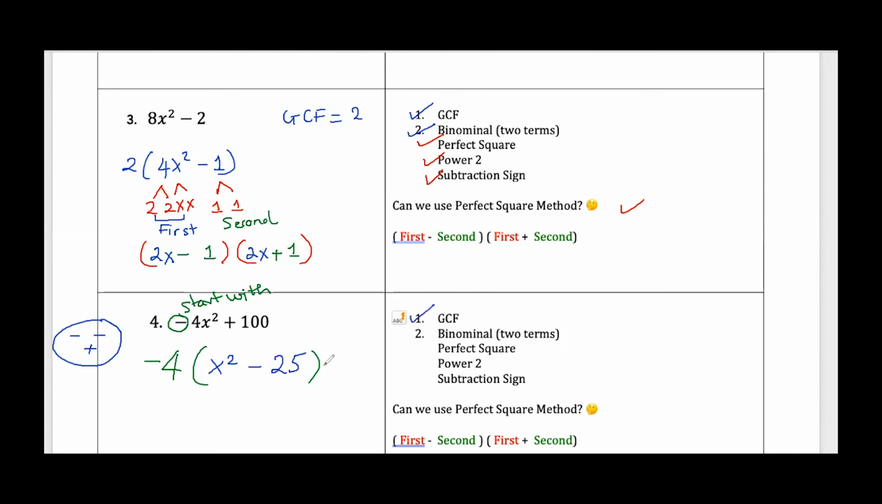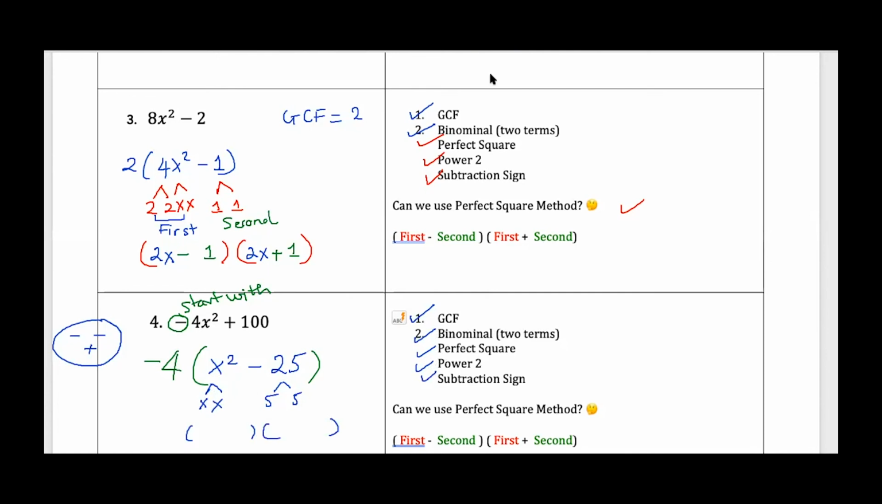So let's check the inside. Are they a binomial, two terms? Yes. Are they a perfect square? Yes. That's the number, 5 and 5. Do they have a power of 2? Yes. So that's going to be x and x. Do they have a subtraction sign in here? Yes. Perfect. So two parentheses, first come, first serve.